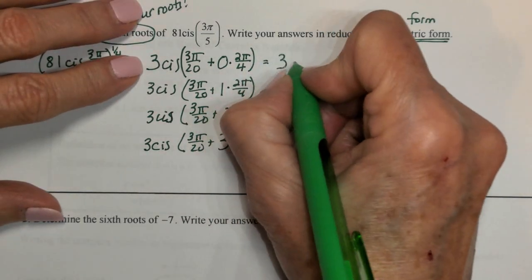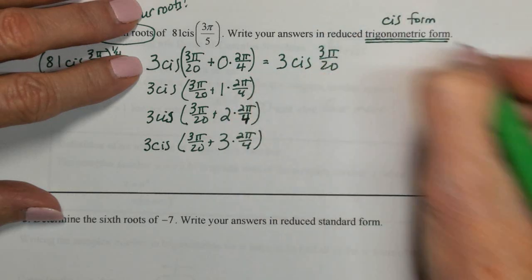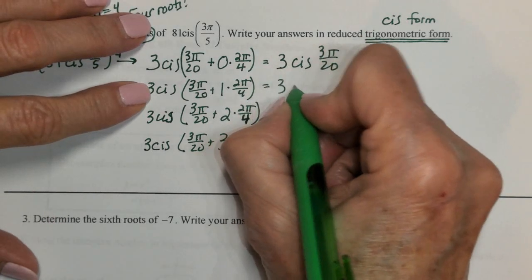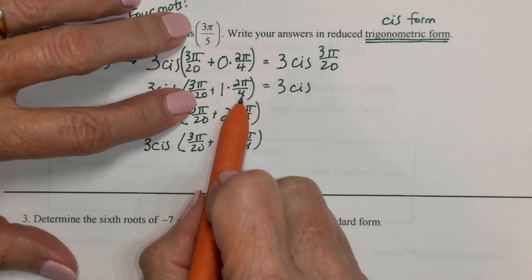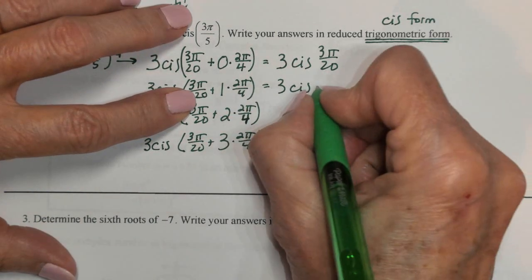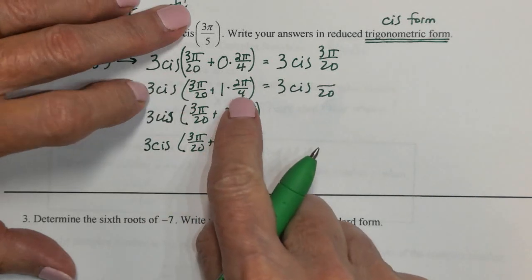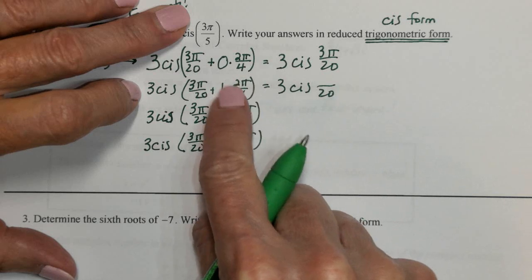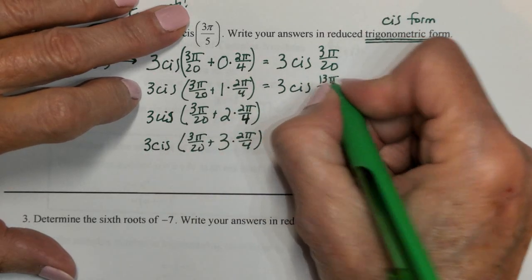Okay, so this will be 3 cis 3 pi over 20. Okay, this will be 3 cis. Common denominator is 20, right? So I'm going to have a 20. I need to multiply the 4 times 5, so I'm multiplying 2 times 5 and getting 10. Add that 10 pi to this 3 pi, and that is 13 pi.